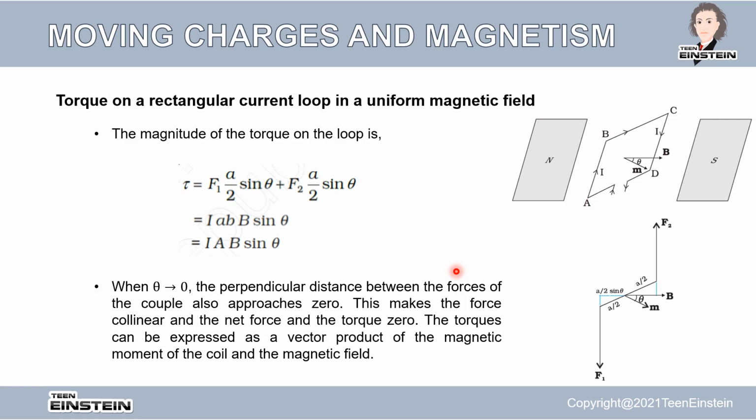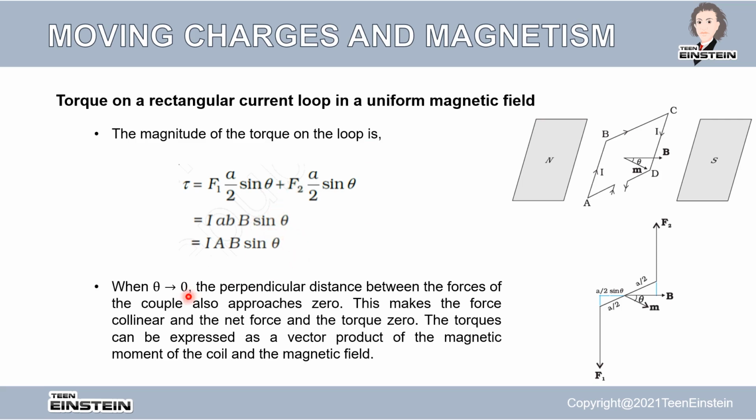So now we have F1 A by 2 sine theta because this is the perpendicular distance, plus F2 A by 2 sine theta. F1 is IAB and F2 is IAB. So you substitute that and then you get IAB into sine theta. AB is nothing but the area of the loop. So we get IAB sine theta. What this tells you is, if the loop is making an angle, the torque depends on the angle. So how much the rotation will be is decided by the angle theta.